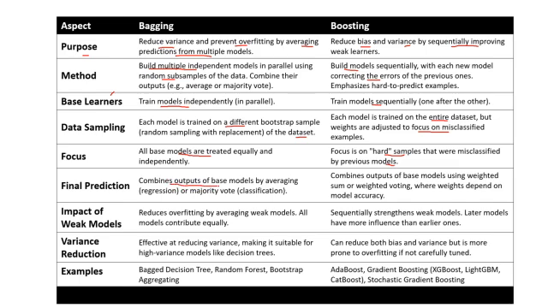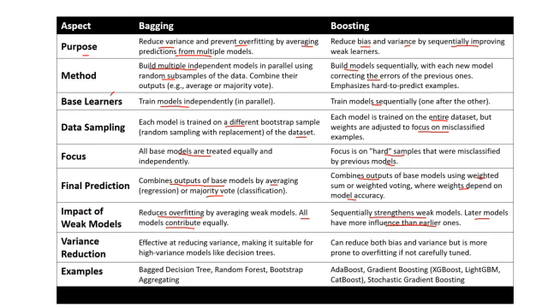In case of bagging, it combines the outputs of base models by either averaging them or taking the majority vote. And in case of boosting, it combines the outputs of base models using weighted sum or weighted voting, where weights depend upon the model's accuracy. In case of impact of weak models, bagging reduces overfitting by averaging weak models, so all models contribute equally. Whereas boosting sequentially strengthens the weak models. Later models have more influence than the earlier ones.